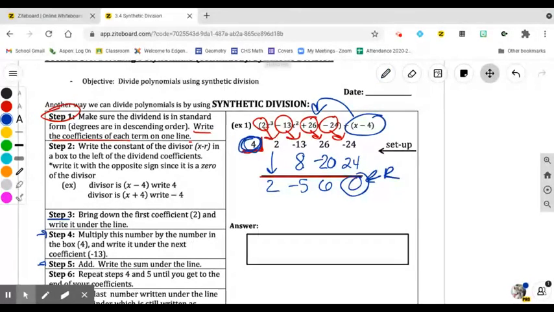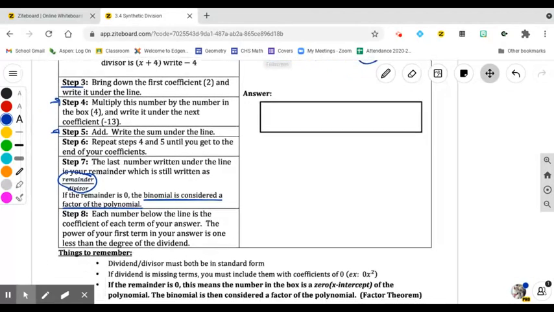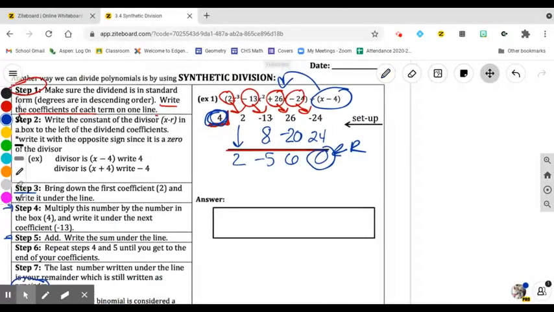So here's how we write the final answer. The answer is called a depressed polynomial because the exponent goes down 1. Right here it says each number below the line is the coefficient of each term of your answer. The power of your first term is 1 less than the degree of the dividend. So let's come back up here. This 2, negative 5, and 6, those are our new coefficients.